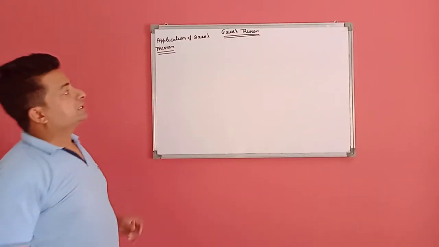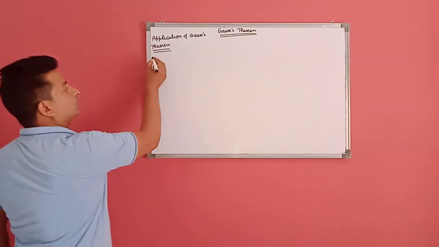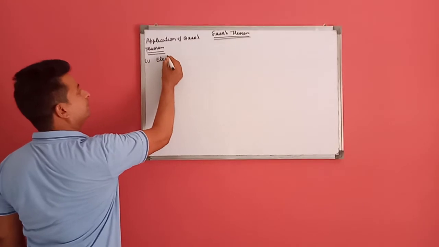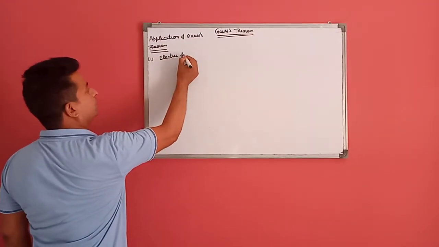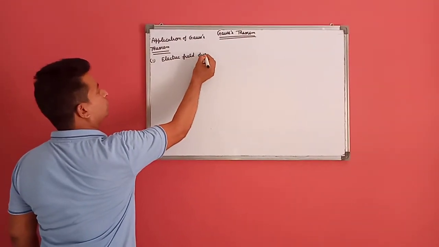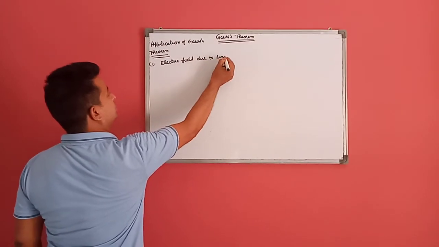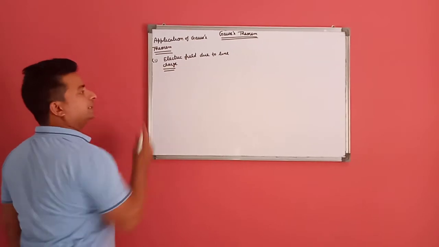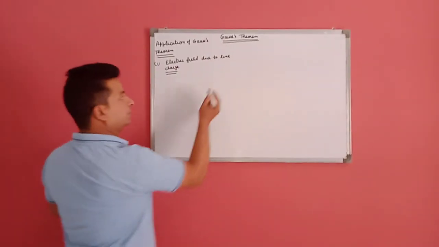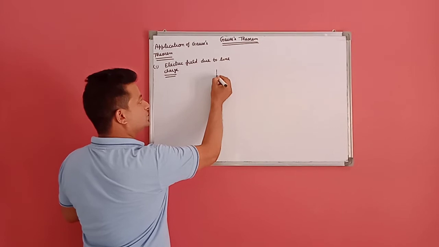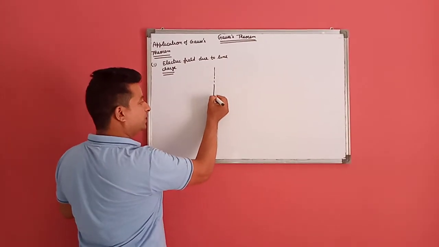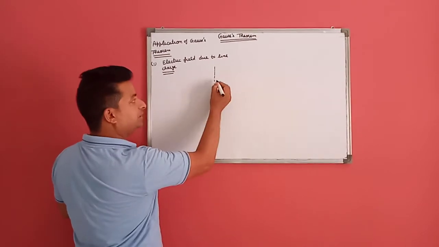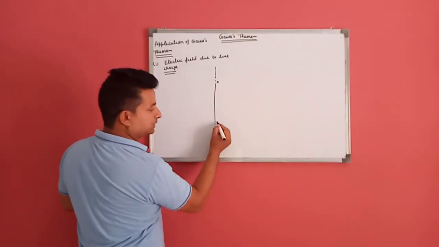The next topic is applications of Gauss theorem. The first application is electric field due to line charge, that is, electric field due to a straight rod. First, we consider an infinitely long straight rod whose length is L.